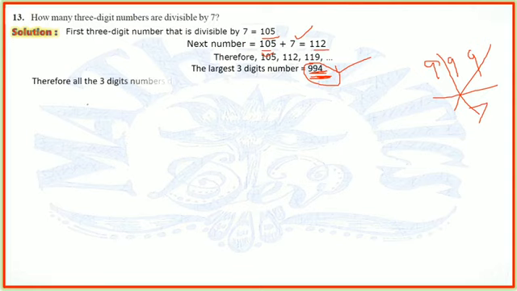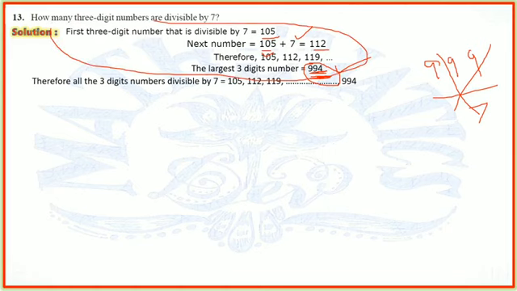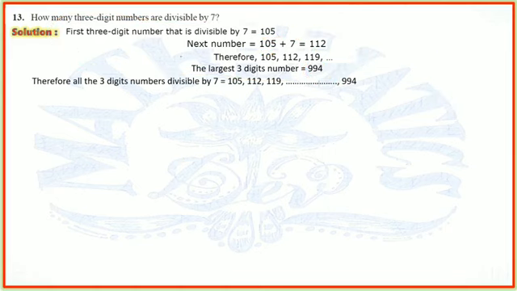Now it is very easy for us. This was the only tricky part of this question, and the reasoning also. That is over now. Very simple things are remaining before you. Therefore all the 3-digit numbers divisible by 7 start with 105 and end with 994. So A is equal to 105, D is equal to 112 minus 105, which is 7, and the nth term is equal to 994. We'll use the formula nth term is equal to A plus n minus 1 into D.